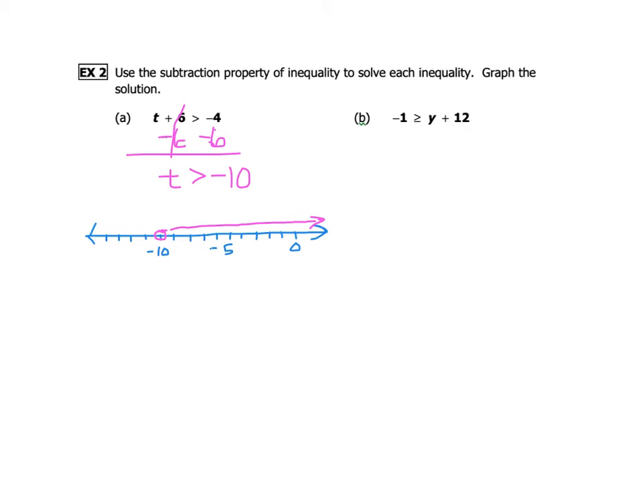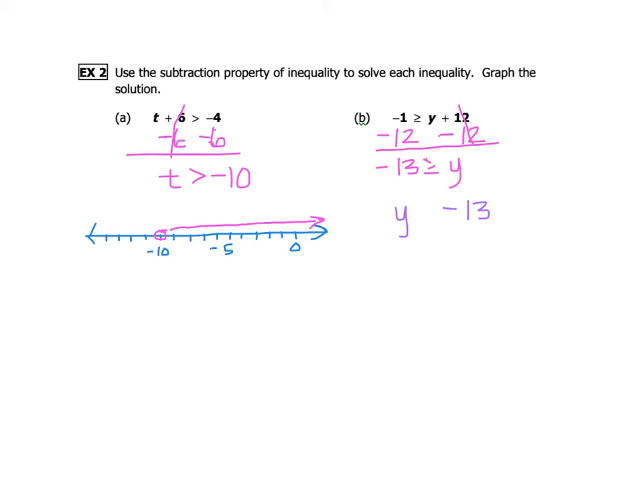All right, let's take a look at example B. Again, our variable and plus 12 is on the right-hand side. We're going to go ahead and solve this first by subtracting 12 from both sides. The 12 and minus 12 cancel. On the left, we have negative 13 is greater than or equal to y. And what we need to do with this is switch it around so our variable is on the left. So put the y on the left, the negative 13 on the right.